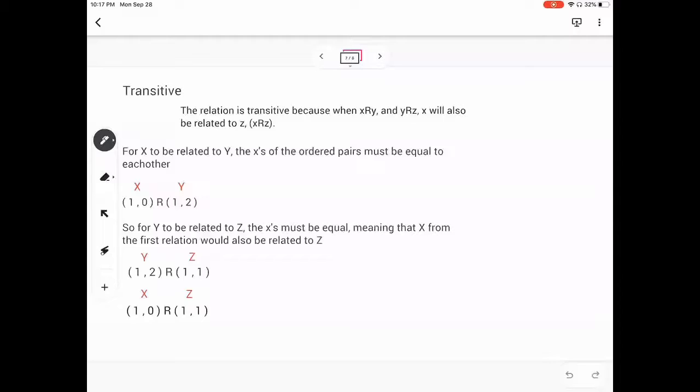The relation is transitive because when x is related to y and y is related to z, x will also be related to z. For x to be related to y, the first components of the ordered pairs must be equal to each other. In this case, (1,0) is x and (1,2) is y. So they're related to each other, and for y to be related to z, the first components must be equal, meaning that x from the first relation would also be related to z. So y is (1,2), z is (1,1), and they're related. Then x is (1,0), and z is (1,1), and they're also related, proving it's transitive.